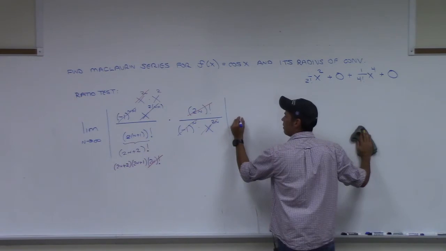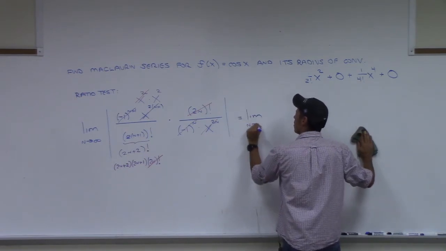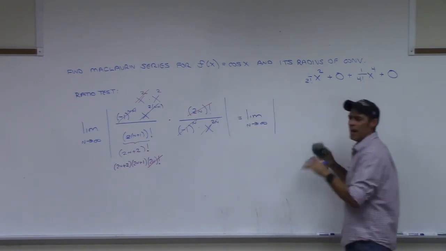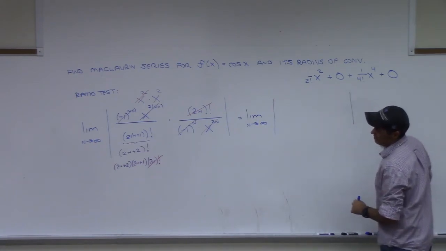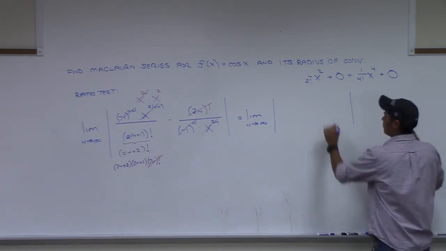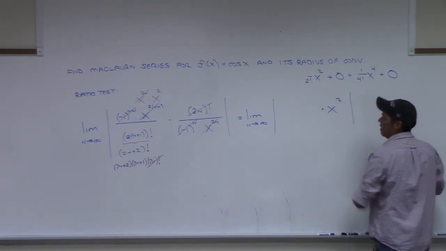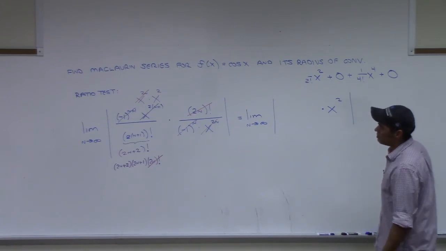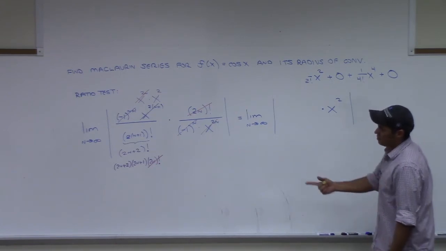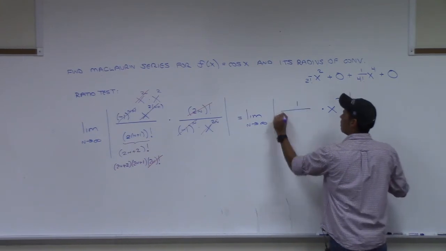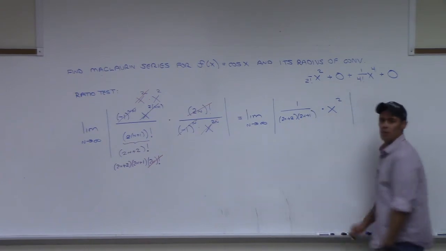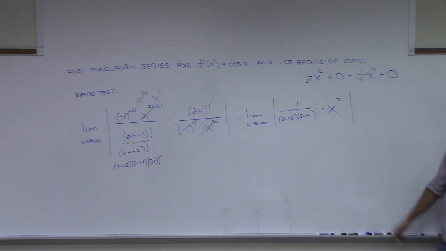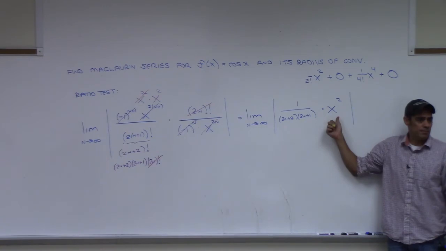So this becomes the limit as n goes to infinity. And this is where I said separate your x stuff from your stuff that's not x's. So the only thing that has x in it still is x squared, right? So I'm going to put that over here, x squared. And then what else is left in terms of n's? Just that stuff down there, right? So 1 over 2n plus 2 times 2n plus 1. And if you let n go to infinity, that goes to 0 and x is basically eliminated, right?